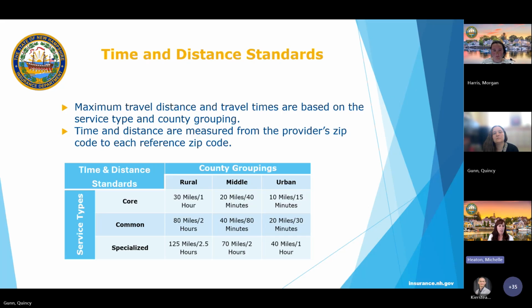So these are our time and distance standards for those common, core, and specialized based on the rural, middle, and urban designations. The maximum travel distance and travel times are based on the service type and the county. The time and distance are measured from the provider's zip code to each of the reference zip codes, and that's a key thing to understand.